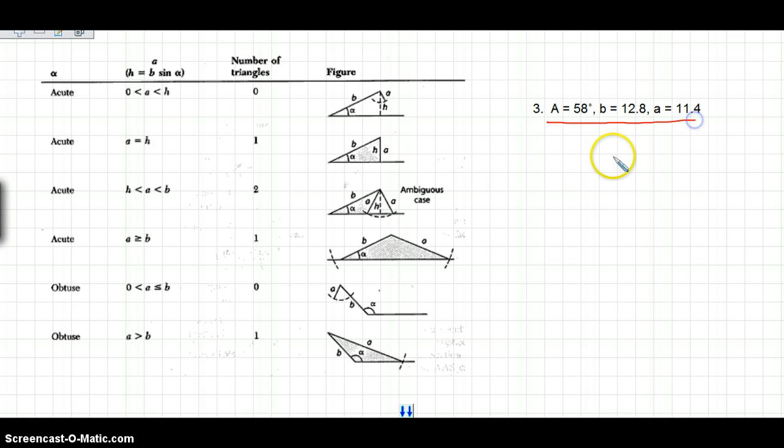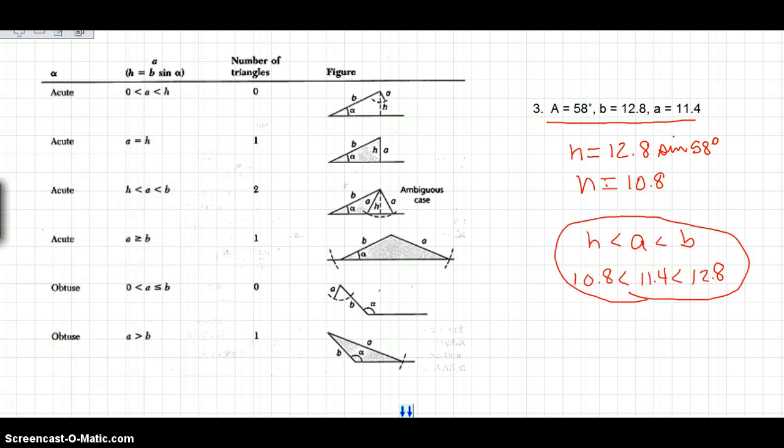Okay, here's example number 3. Again, I need to find my h value. H is going to equal 12.8, which is your b value, times the sine of A, which is 58 degrees. And calculating that, I end up with an h value of 10.8.